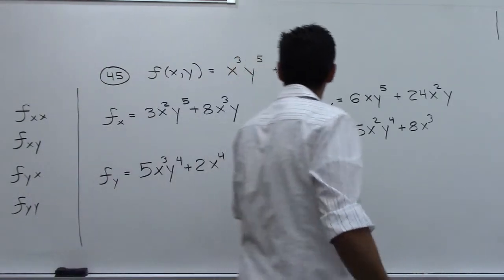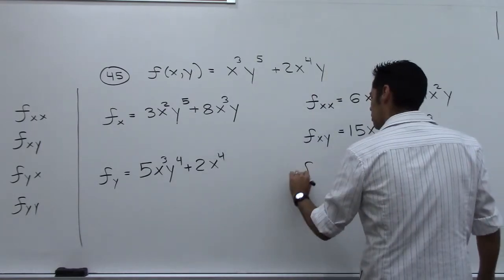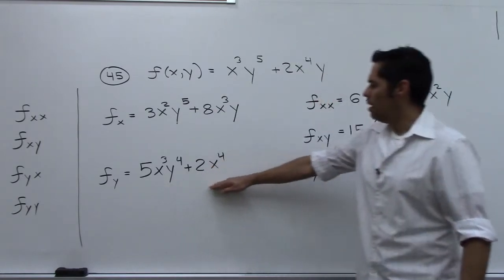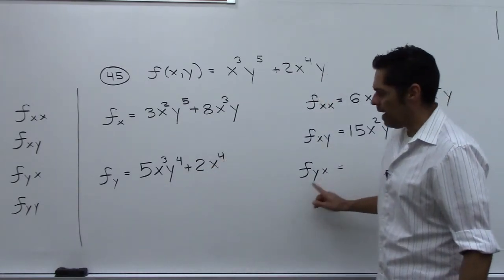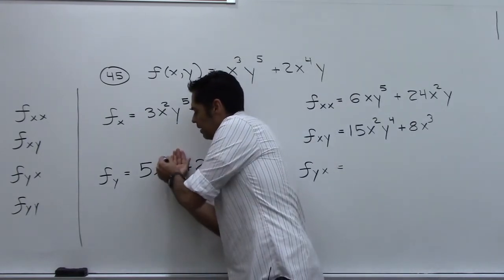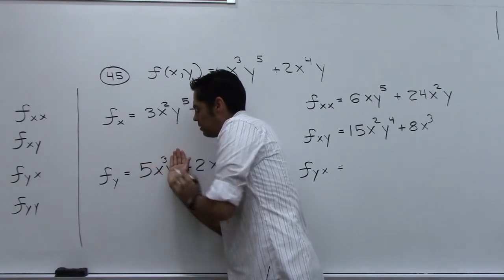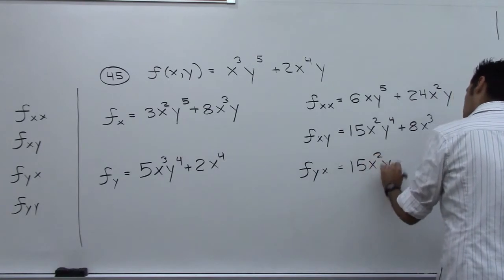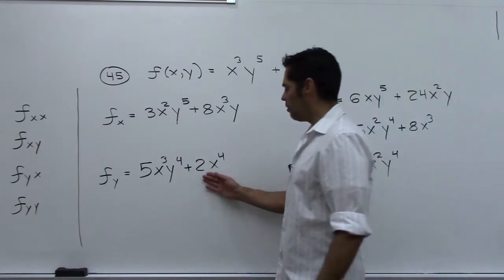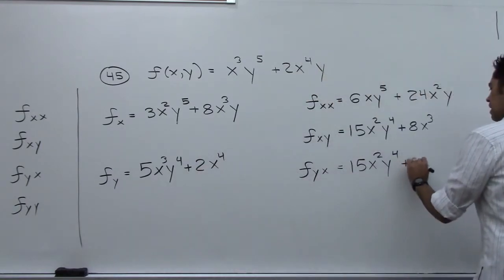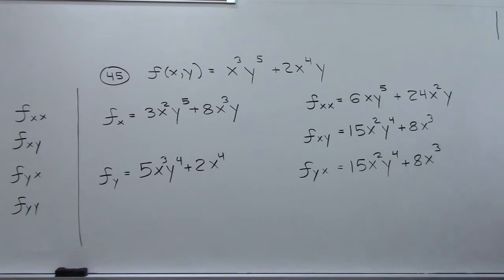Okay, so now we're going to do partial f with respect to y then x. So that's this one right here. We're going to take now the derivative of that with respect to x, which means that y is a constant. So cover this up. Derivative of x cubed is 3x squared. So 3 comes out. It becomes 15x squared, but we still have y to the fourth. And then over here, we're taking the derivative with respect to x now, so this is all a variable, so it'll become plus 8x cubed. Hey, these are the same.